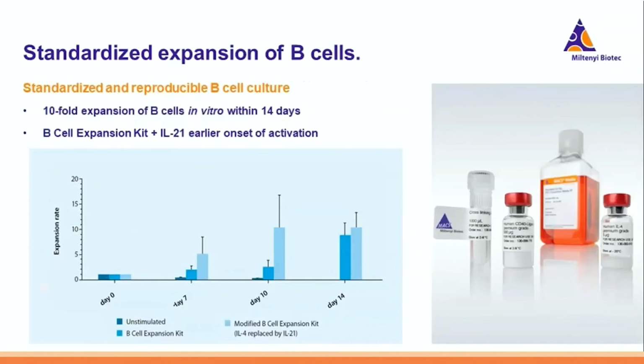So here you see the expansion rates. Here we have the 10-fold expansion within 14 days with the normal B cell expansion kit, but it's already really nice. But when you add the IL-21 to the culture instead of IL-4, you see that the onset of expansion is a bit earlier. So you already get the 10-fold expansion after 10 days, and then after 14 days, both kits are more or less comparable.